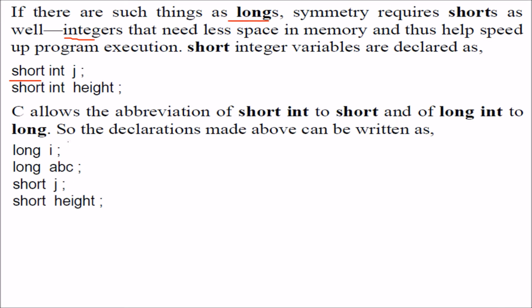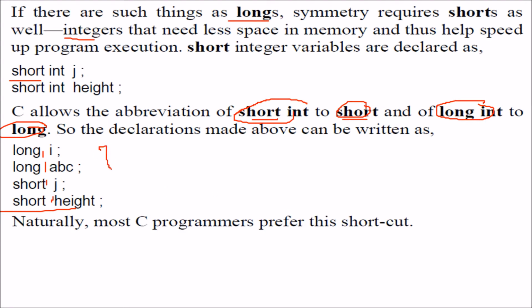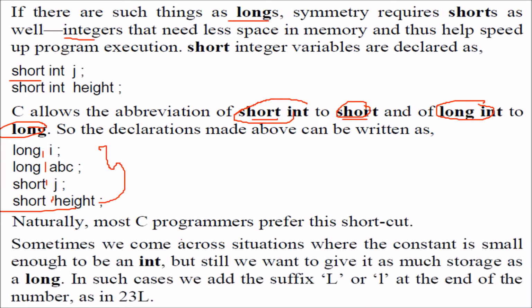And one more thing, short int and short are similar. Even if you write short int or short, they are equivalent. Even if you write long int or long, they are equivalent. So you don't need to put an int here. You can use this shorthand. And most C programmers prefer this kind of declaration in their programs.